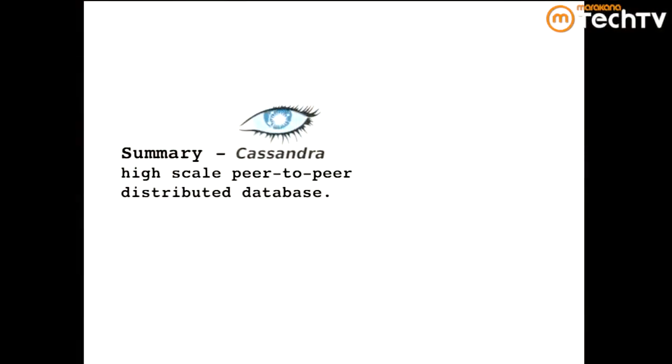So I see a future where all of these guys will be robust enough to become your database of choice. So in summary, Cassandra is a high-scale peer-to-peer distributed database. Questions? The question is Apache Couch.